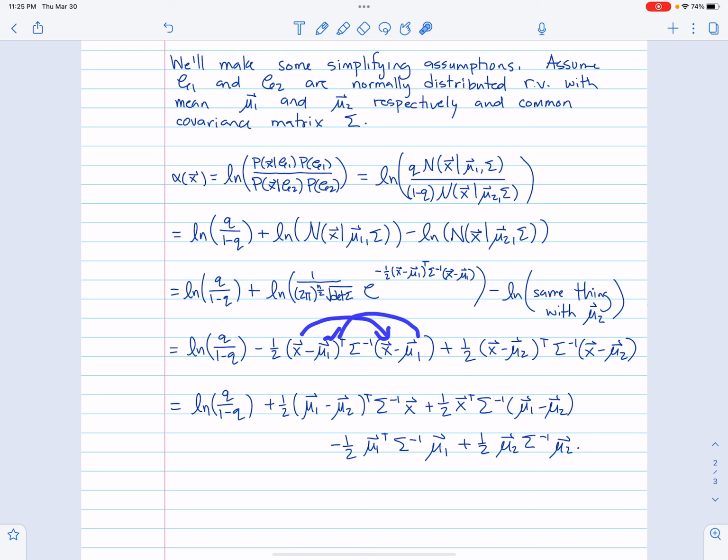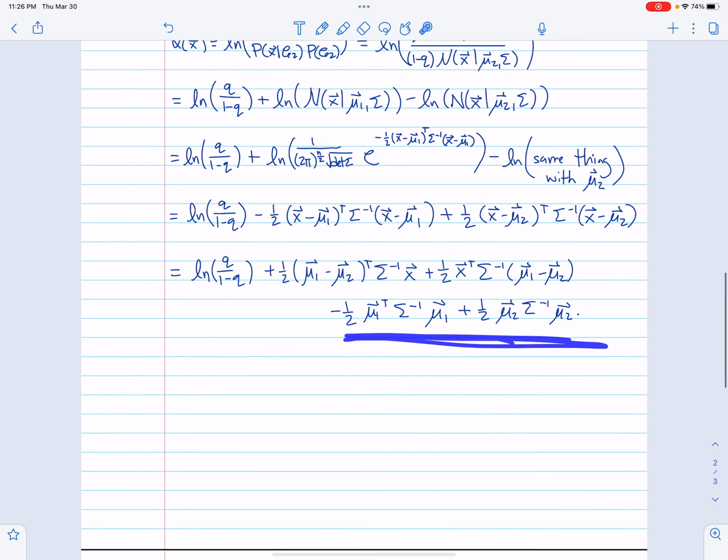Over here, I'm going to get a term that involves x, sigma inverse, and x with a negative 1/2 in front of it, whereas over here I'm going to get a term that has x, sigma inverse, and x with a positive 1/2. So that x squared term over here is going to cancel with the corresponding x squared term over here, and I'm not going to get an x squared term. I am, however, going to be left with two terms that just involve x, this term and this term, and then I'm going to have constant terms like this. Okay?